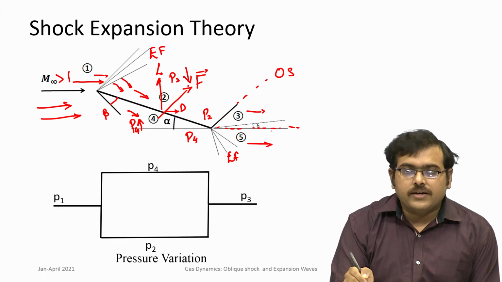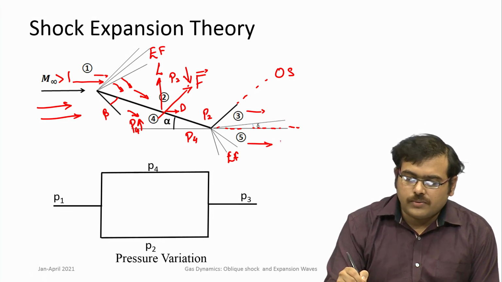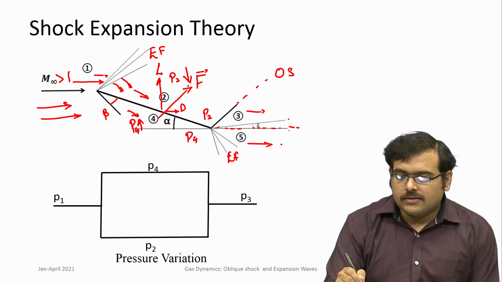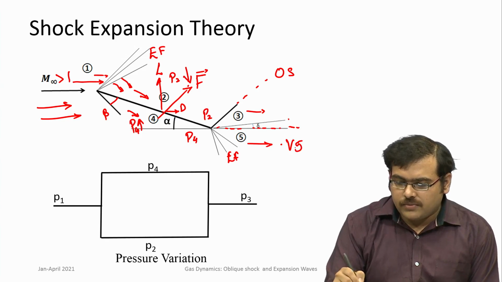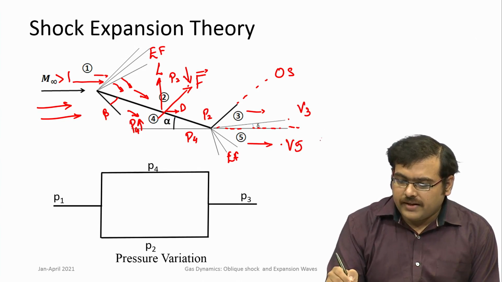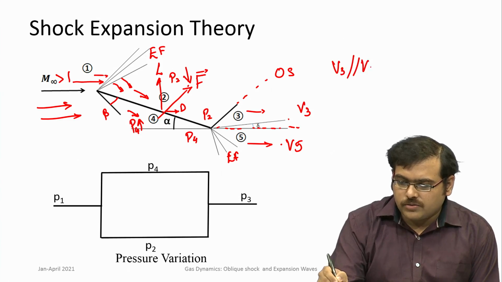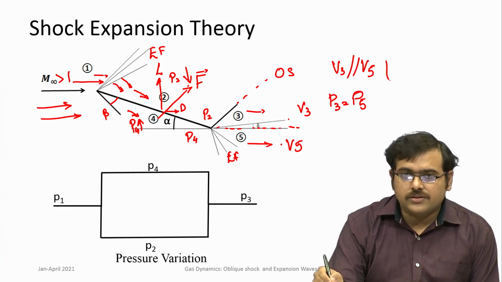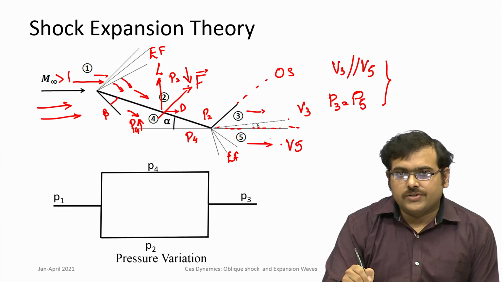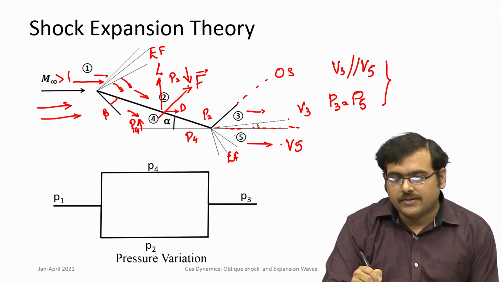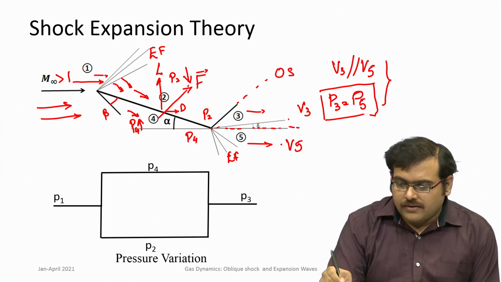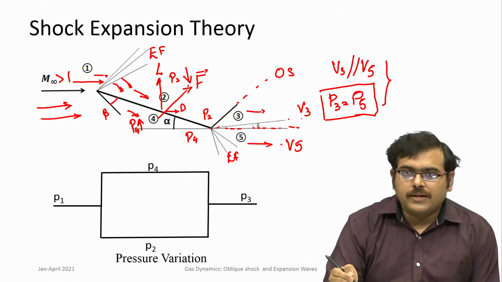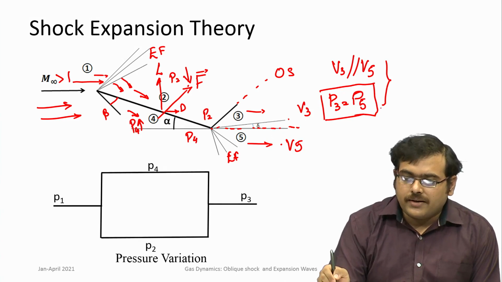The idea here is that it is not always necessary that these two velocities should be the same, but the velocities have to be parallel to each other. So, if you take V5 and V3, they need to be parallel. So, V3 should be parallel to V5 and P3 should be equal to P5. These are all the conditions that we can apply at the trailing edge. So, solving the trailing edge of such bodies involves applying these conditions, that the angle of the flow should remain the same and the pressure should remain the same.